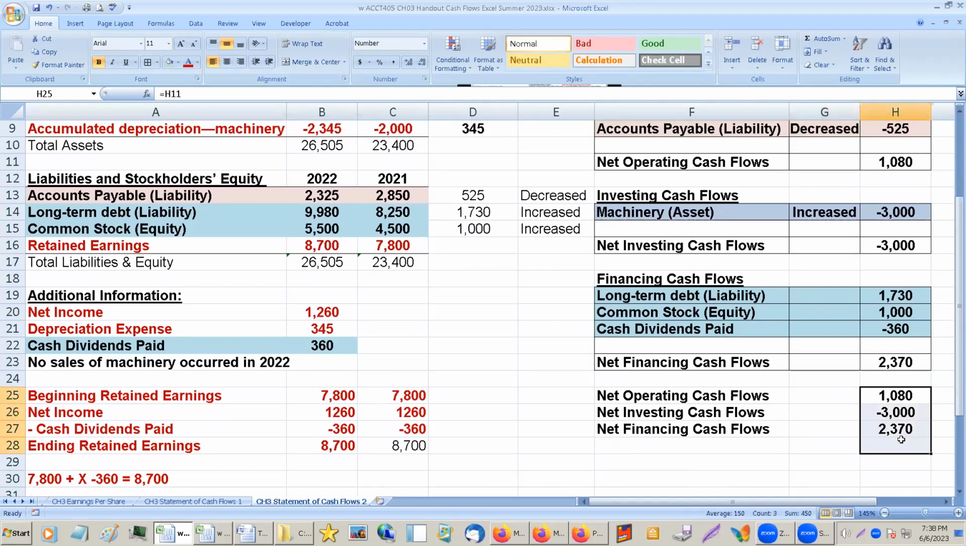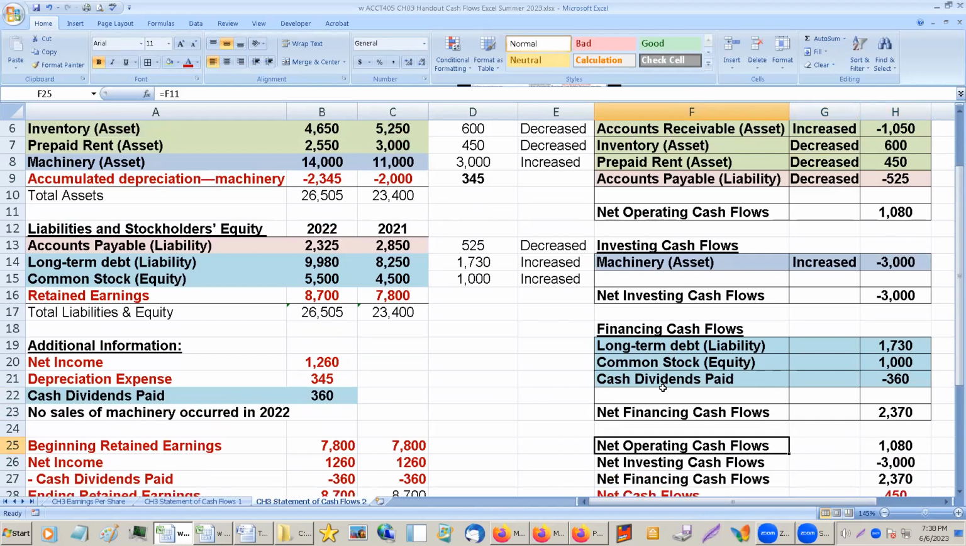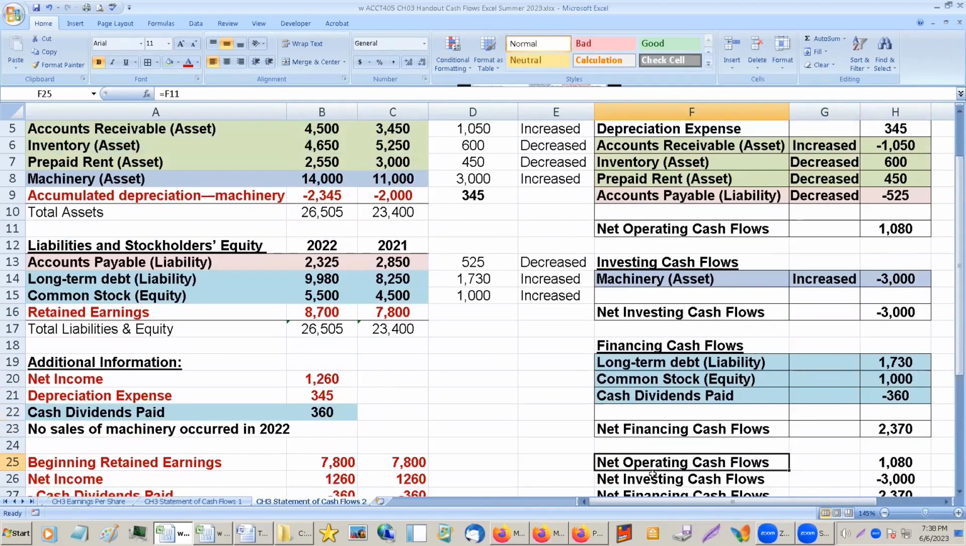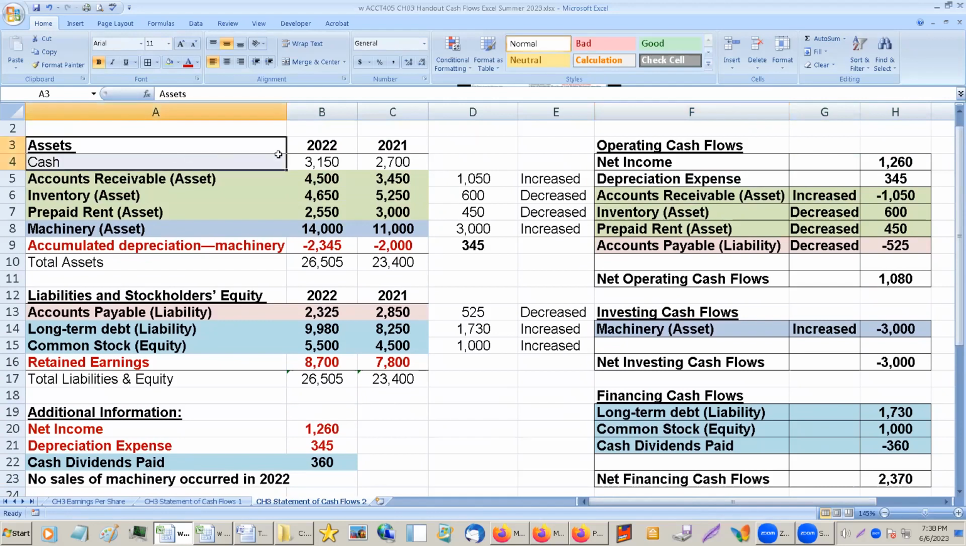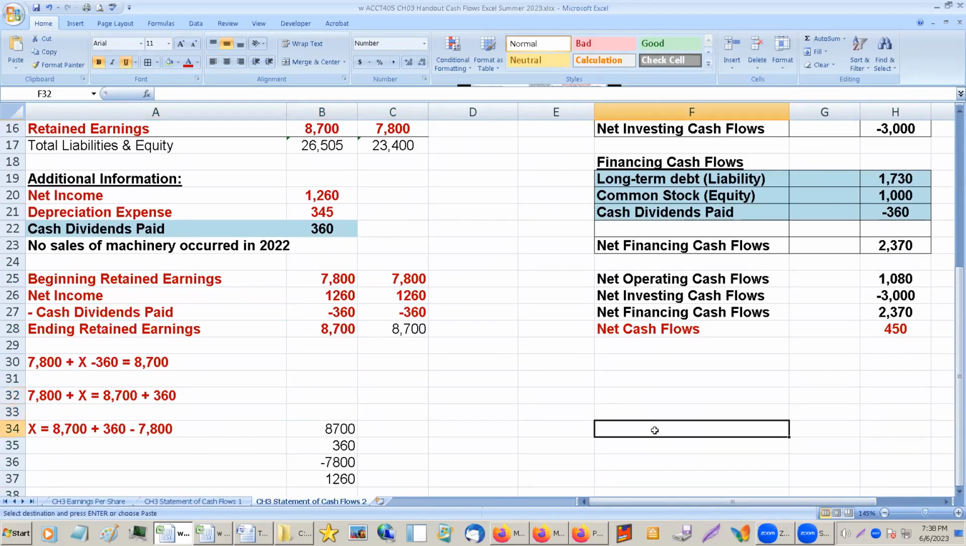And we're going to add these up, and these are going to be the net cash flows. Okay, that's the net cash flows. So what? Actually, it relates to this up here. Notice our cash went from 2,700 to 3,150.